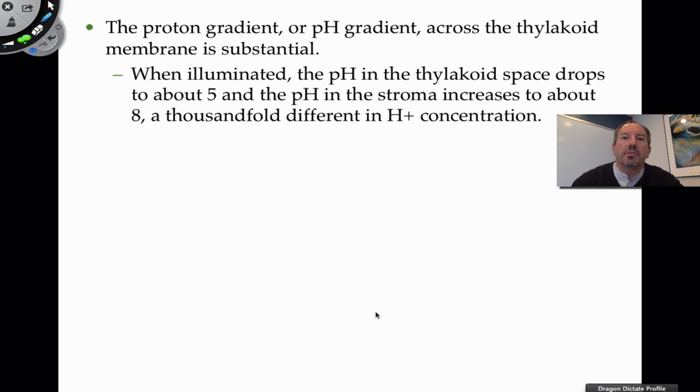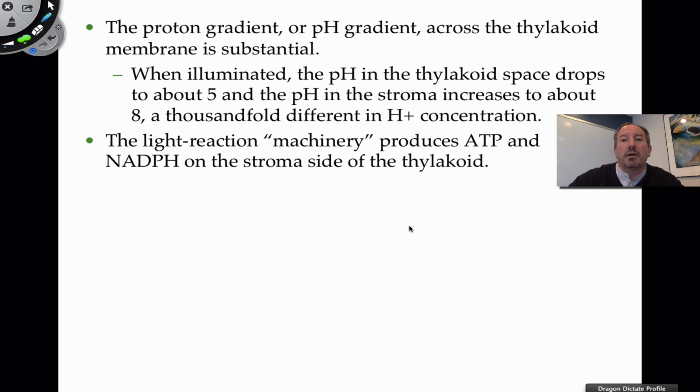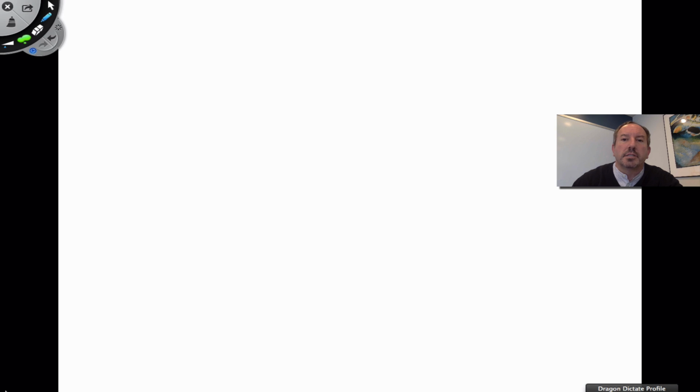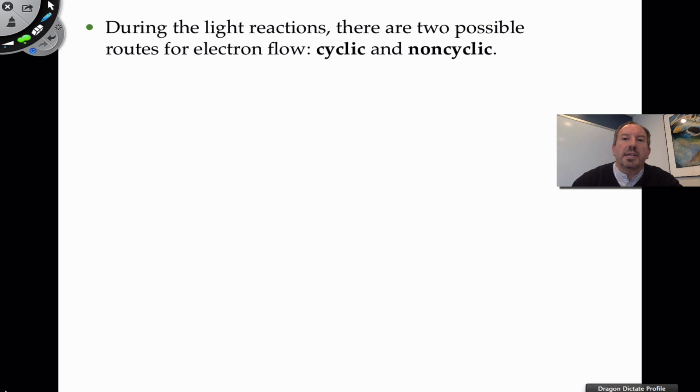So this is kind of an interesting trivia thing, but the proton gradient's pretty extreme. And so when in the light, when illuminated, the pH in the thylakoid space gets pretty acidic. And so that gives the thylakoid the ability to then produce ATP on the other side of the thylakoid. So that's kind of neat. And so let me contrast this.